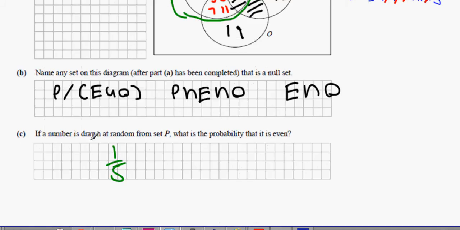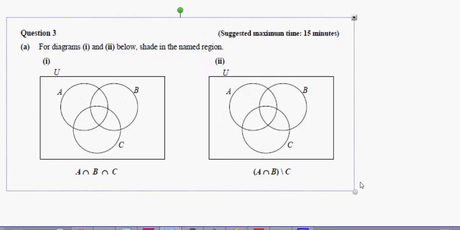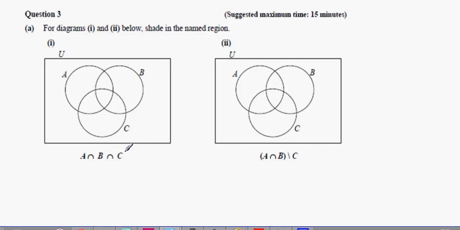Alright guys, now we're on 3A. For the diagrams 1 and 2 below, shade in the named region. Well, the first region is everything that's common in A, B and C. So that is dead center. A intersection B intersection C.